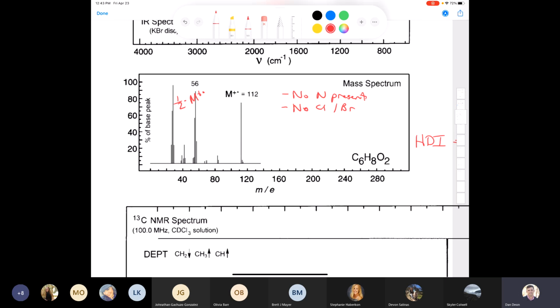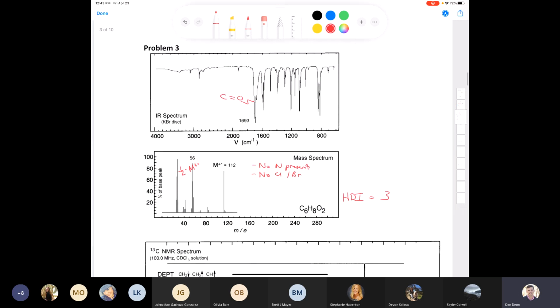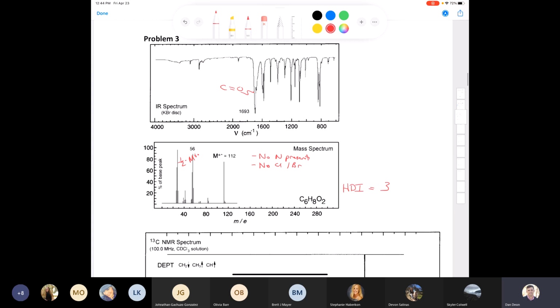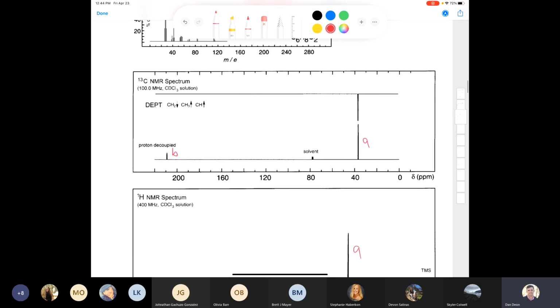So this suggests to me that there might be some symmetry in the molecule, right? If I have this large peak at a mass over charge of 56. All right, I've got my carbonyl. I've got no nitrogen, no chlorine, no bromine. I've got 3 units of unsaturation. And in my carbon spectrum, I only have 2 types of carbons.